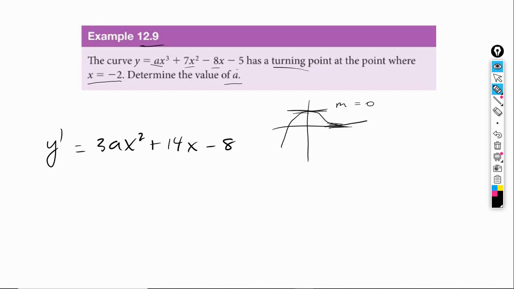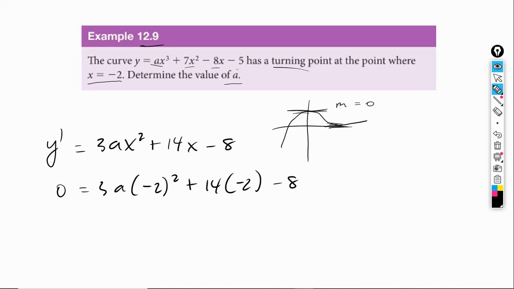So they're telling us that at x equals minus 2, the slope is 0. So we can plug those two values in here, right? So the slope is 0 when x equals negative 2. So 0 equals 3a times negative 2 squared plus 14 times negative 2 minus 8. And now we just solve for a. So let's do the math here really quick.